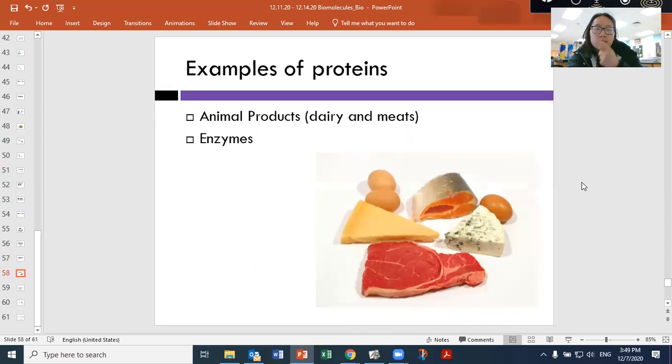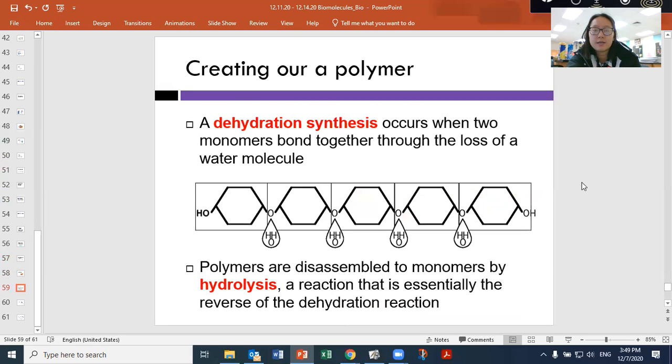So examples of proteins are animal products like dairy and meats, also enzymes like we just said. A little bit more information now. If you need to create a polymer or you need to break down a polymer, you're going to have to do one of two processes. So dehydration synthesis: if you're dehydrated, it means you're lacking water, right? It means that your water has been taken away. So when you take away water, you're going to synthesize, or to make, right? Synthesize is like to make drugs or to create things. Right? Dehydration synthesis means take water away to create.